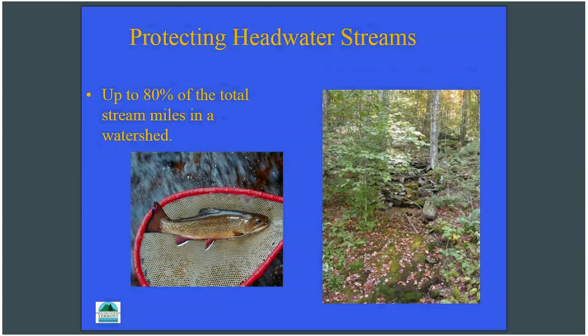It's estimated that up to 80% of the total stream miles in a watershed are made up of small headwater streams. These are the types of streams that we deal with mostly during forestry operations. They're common and widespread across Vermont's landscape. They're characterized by their steep gradients and cold temperatures. They're also highly oxygenated, making them suitable for brook trout, an indicator species for healthy streams.